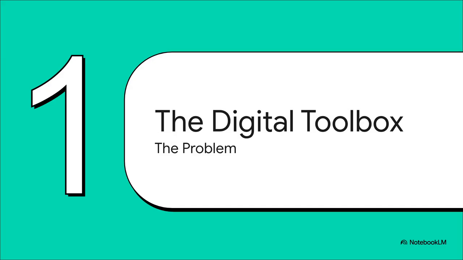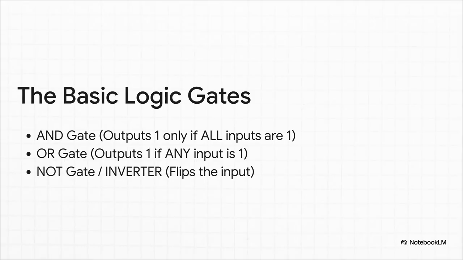So let's think about the problem. Imagine you're an engineer. You're building a digital circuit. You've got this toolbox, and inside are your essential tools for making decisions, what we call a logic gate. And your main tools are these three guys. You've got the AND gate. Think of it like a super strict bouncer at a club. Everyone has to have an ID or no one gets in.